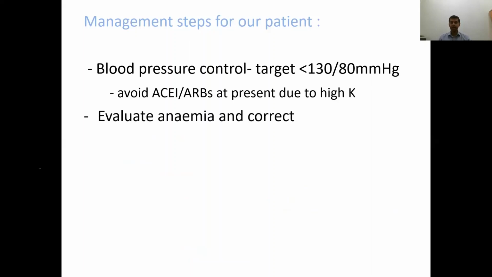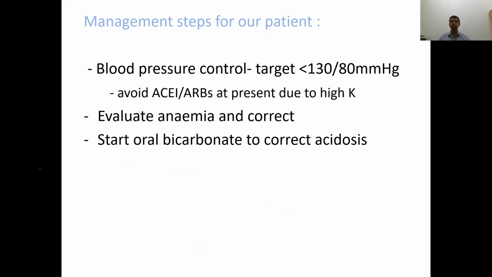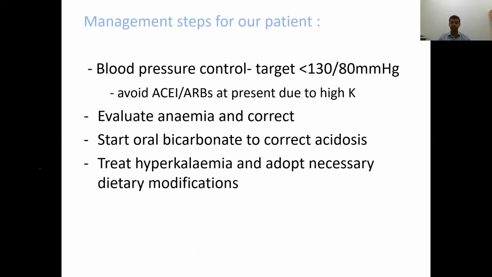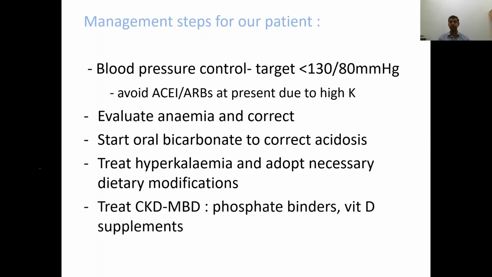This patient had anemia, so you need to identify the cause of the anemia and correct it. This patient had low bicarbonate, so you need to start this patient on oral bicarbonate supplementation. This patient had hyperkalaemia, so you need to start counseling this patient about low potassium diet and measures to control the hyperkalaemia. And this patient had low calcium, high phosphate, low vitamin D, and high PTH. So this patient had mineral bone disease. So you need to give calcium supplements, vitamin D supplements, and phosphate binders to control the mineral bone disease of this patient.